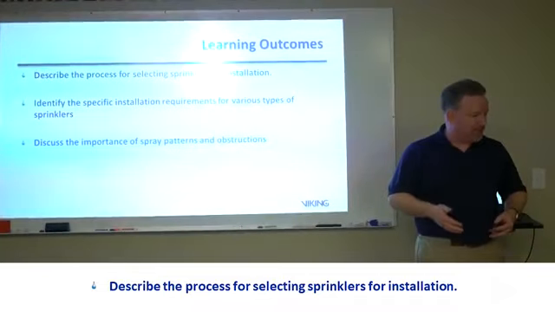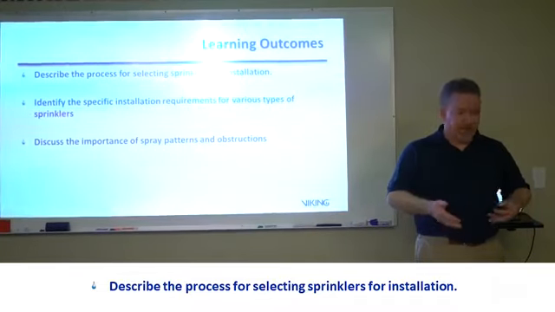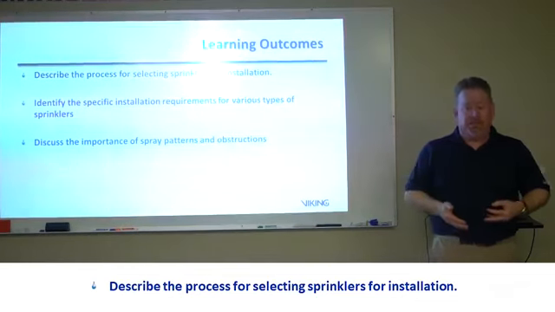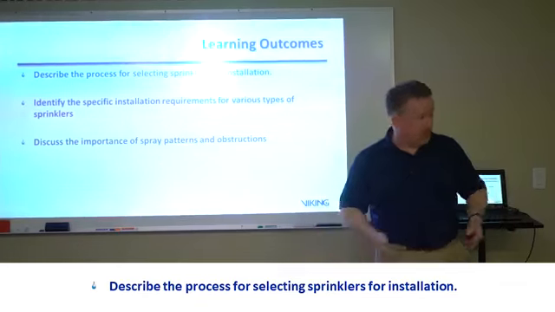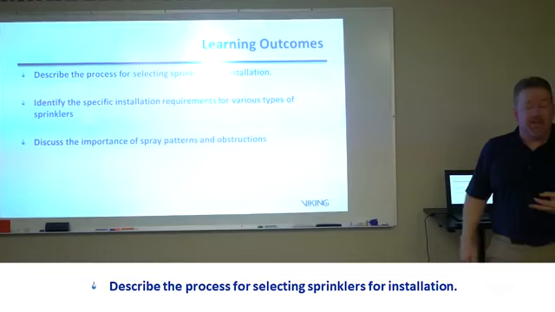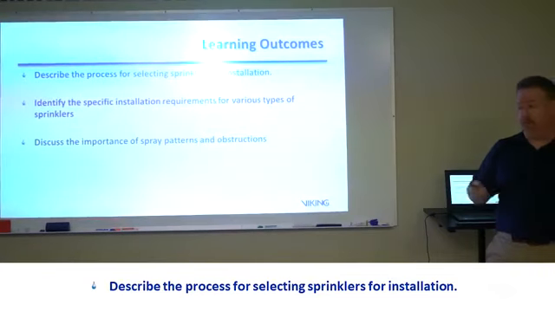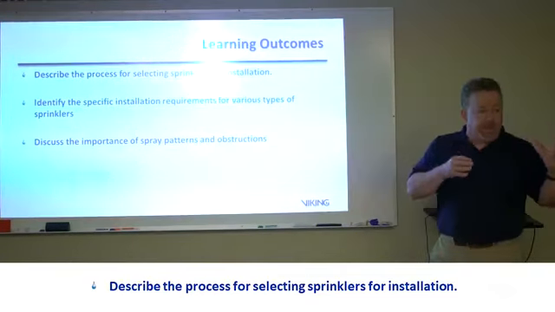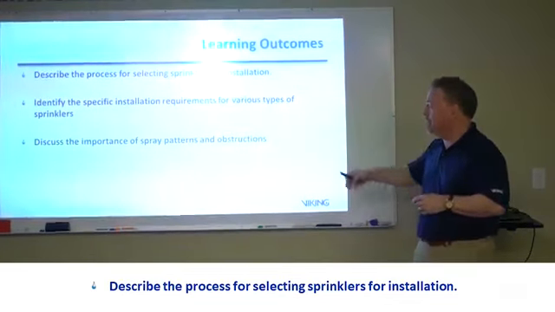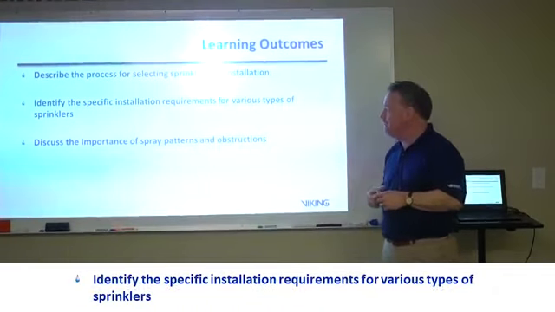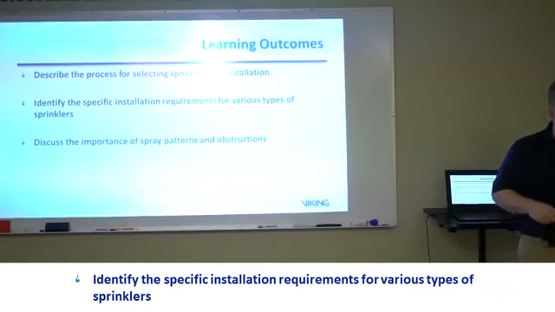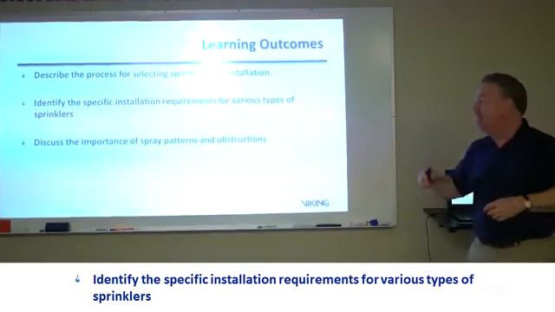When we have multiple hazard classifications in a building, like a hospital, lots of different places, lots of different hazard classifications in there. Or an airport terminal, same thing. Everything from light hazard to extra hazards that you could wind up with in an airport terminal. So that's going to be the start of the process. How do we describe the process for selecting those sprinklers in installation? We also want to identify the specific installation requirements for various types of sprinklers. That's the title of the seminar, so that's what we're going to talk about, those installations.